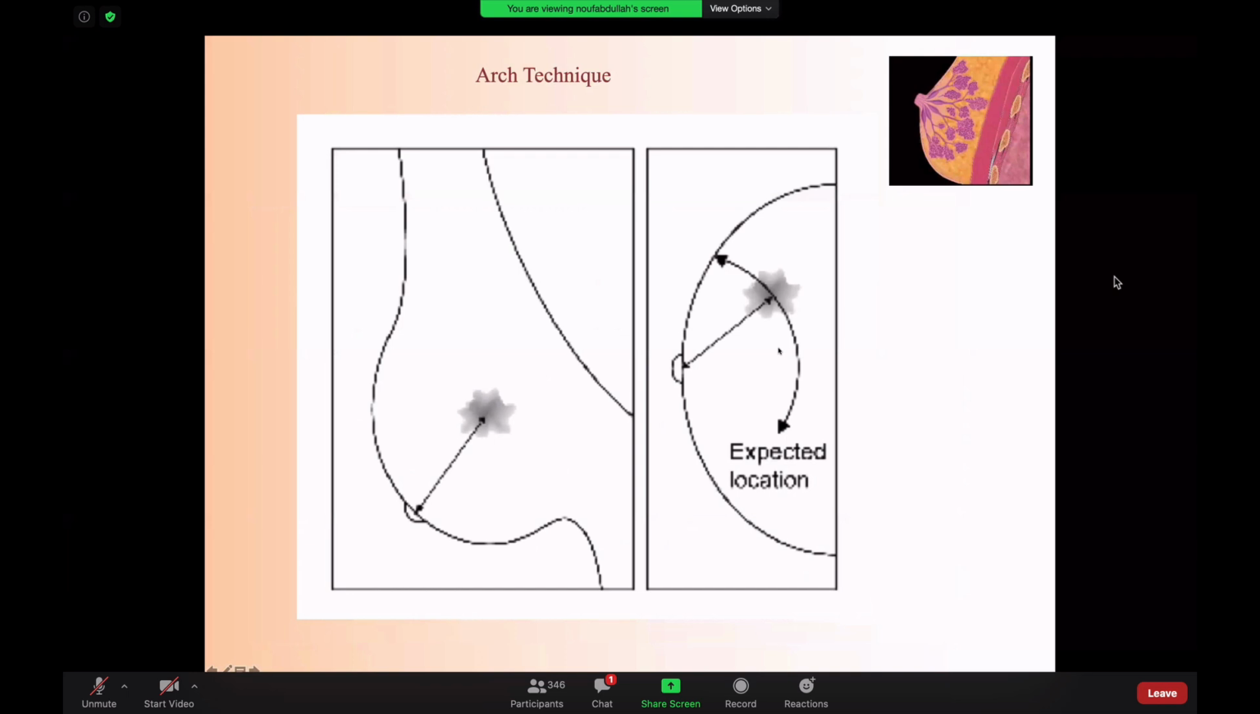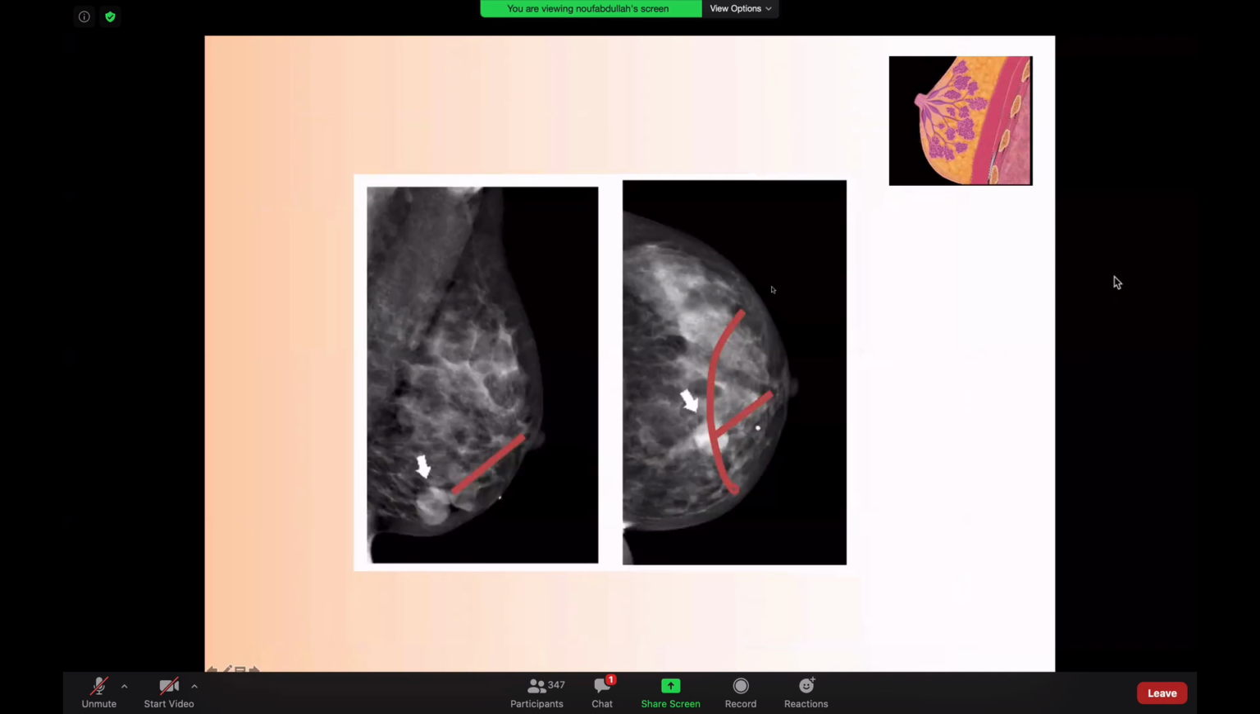This is number one. The second thing is I will measure with my hand from the nipple to the lesion. For example, I have 3 centimeters. I will point with my fingers to the lesion from the nipple. And then on the CC view, I will draw an arc with a similar distance from the nipple. Anywhere along this arc where I find a similar density, similar size mass, this is most likely corresponding to this lesion. So this lesion, for example, is located here and it's located here. And this is just an example.